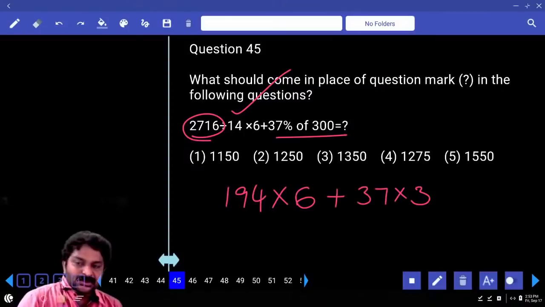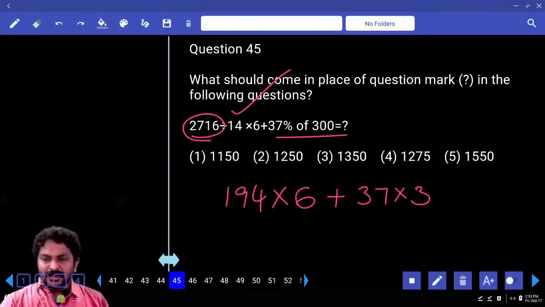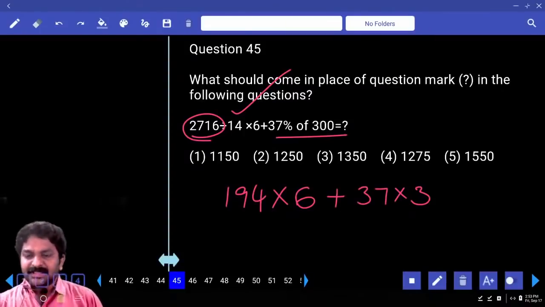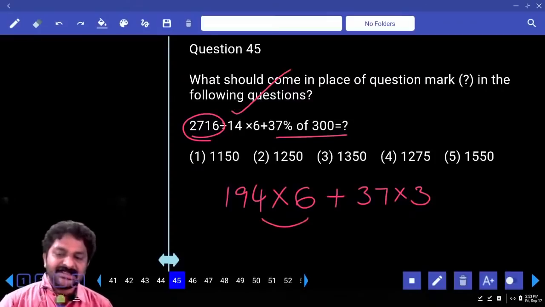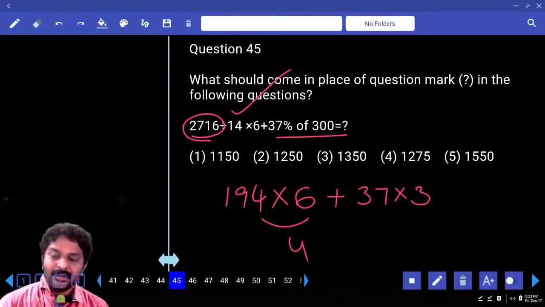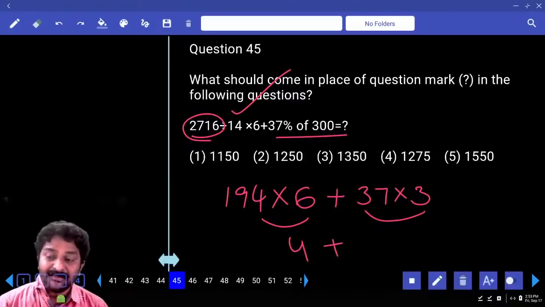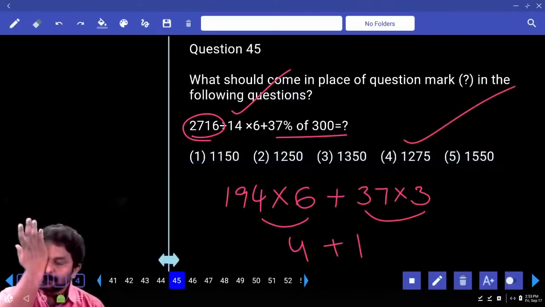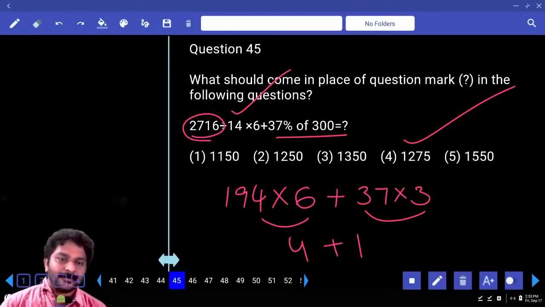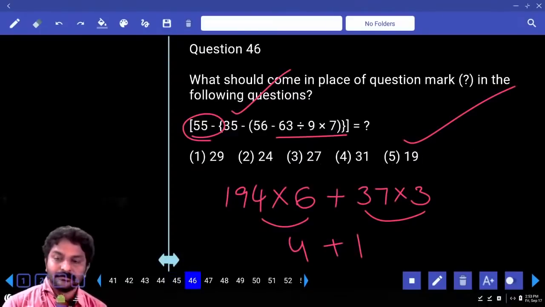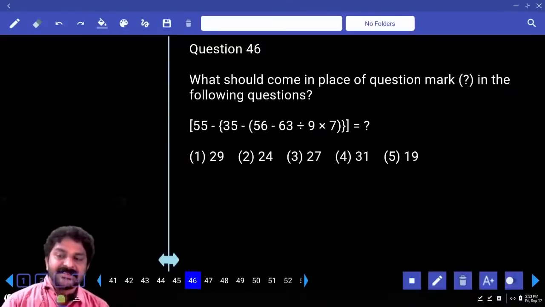Right. So now let's go with last digit verification. 6 into 4 ends with plus 7 into 3 ends with 1. 4 plus 1 ends with fourth option. Next. Come on.